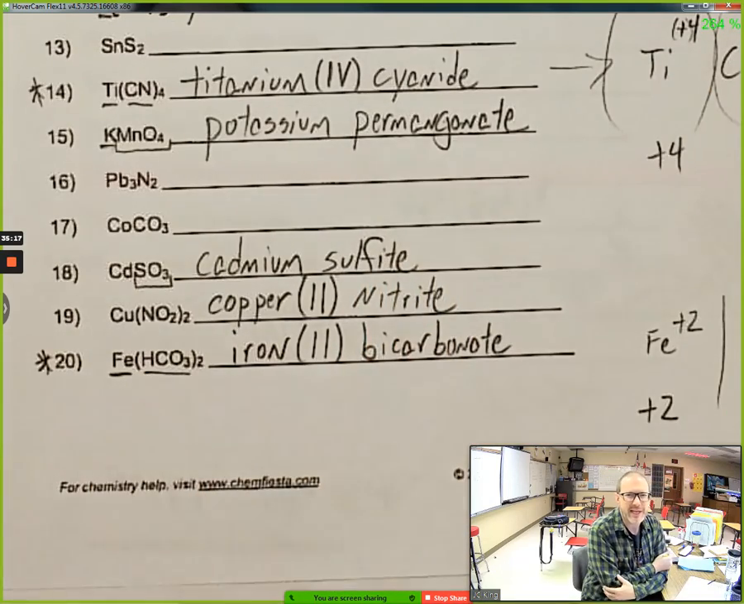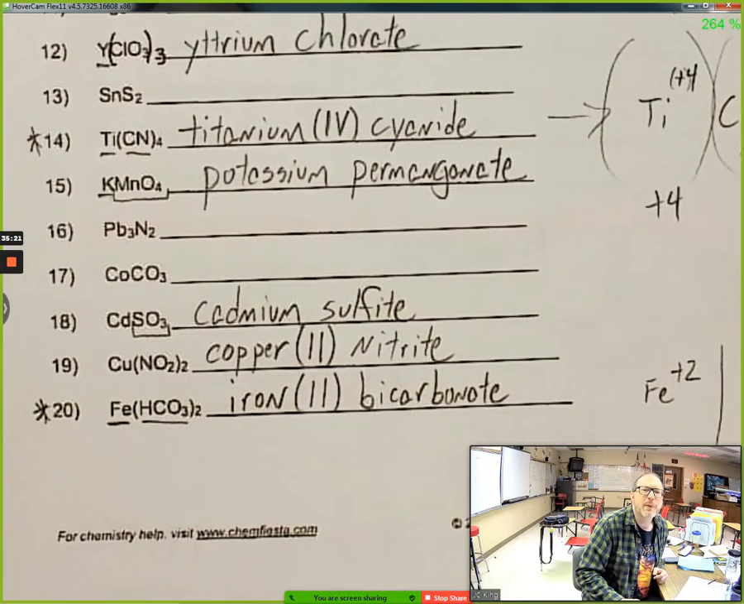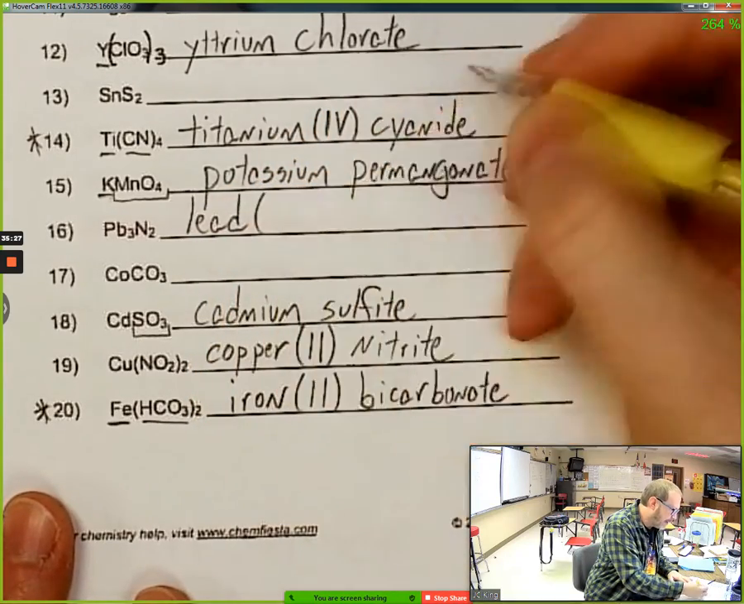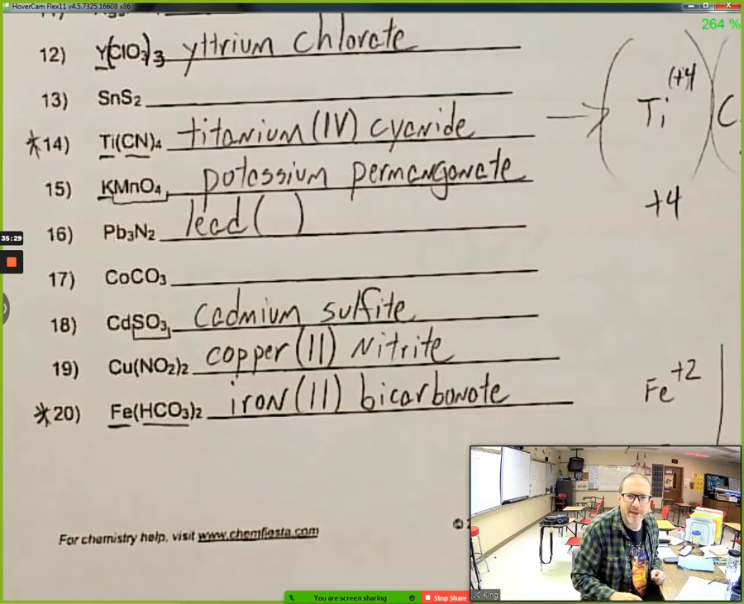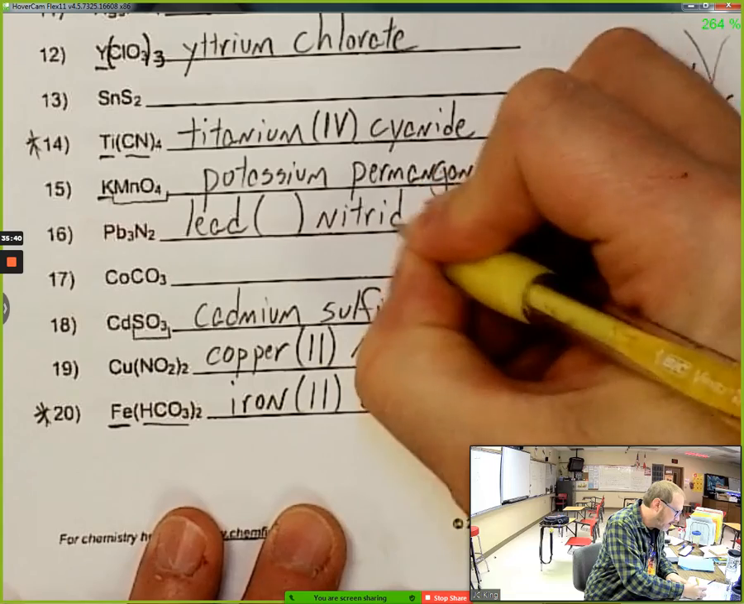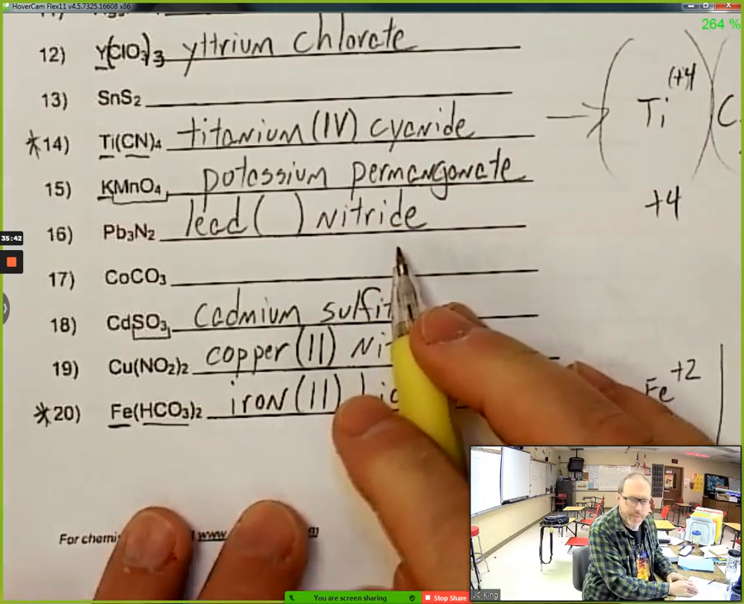Oh, you guys talked me into doing an easy one. 16 is a lot tougher. Okay, fine, we'll do 16. We have Pb3N2. Pb is lead. And I know for a fact, I'm not just making this up, that lead comes in different flavors. So it's bonded to N. N, if you look it up on your periodic table, is nitride, with an IDE.